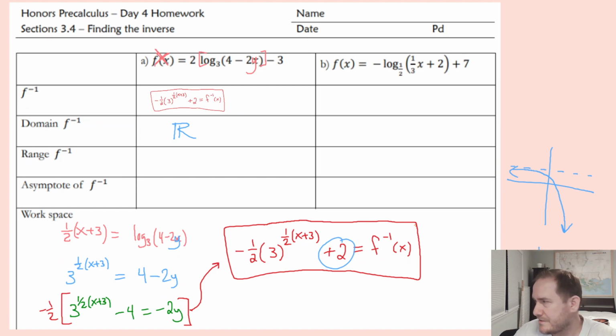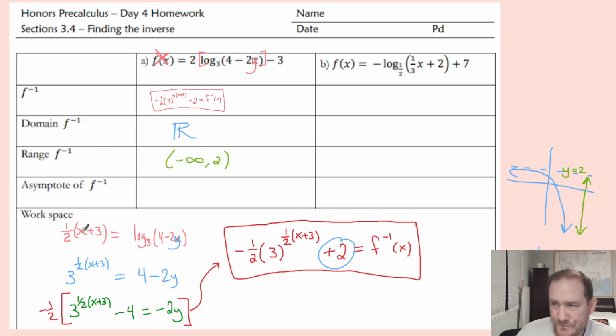For the range, I kind of gave it away already, didn't I? Because I said our asymptote is given by the vertical shift. So we already know that our asymptote's at y equals 2, which seems to imply that our range is going to be from negative infinity up to 2. And it is.